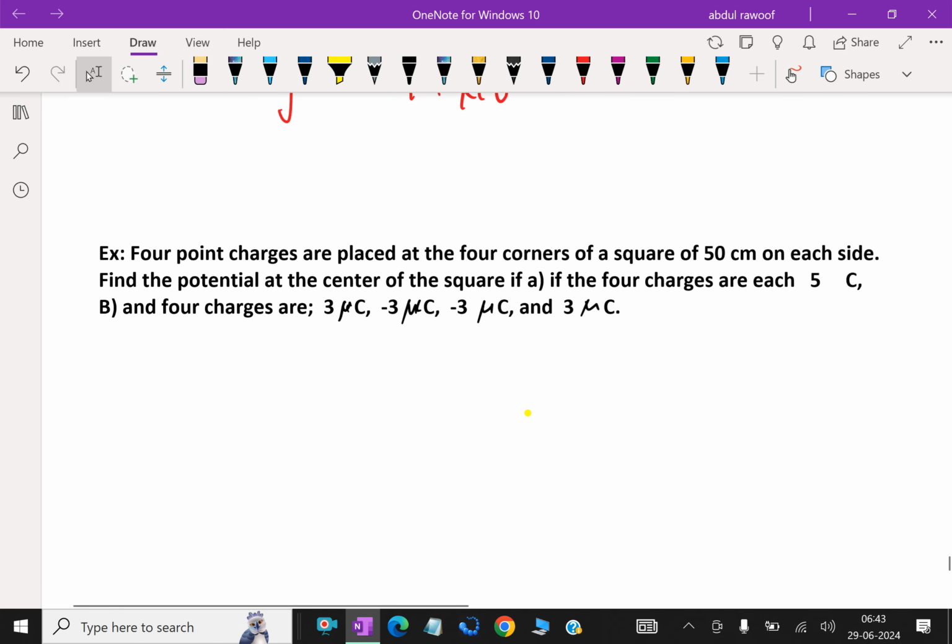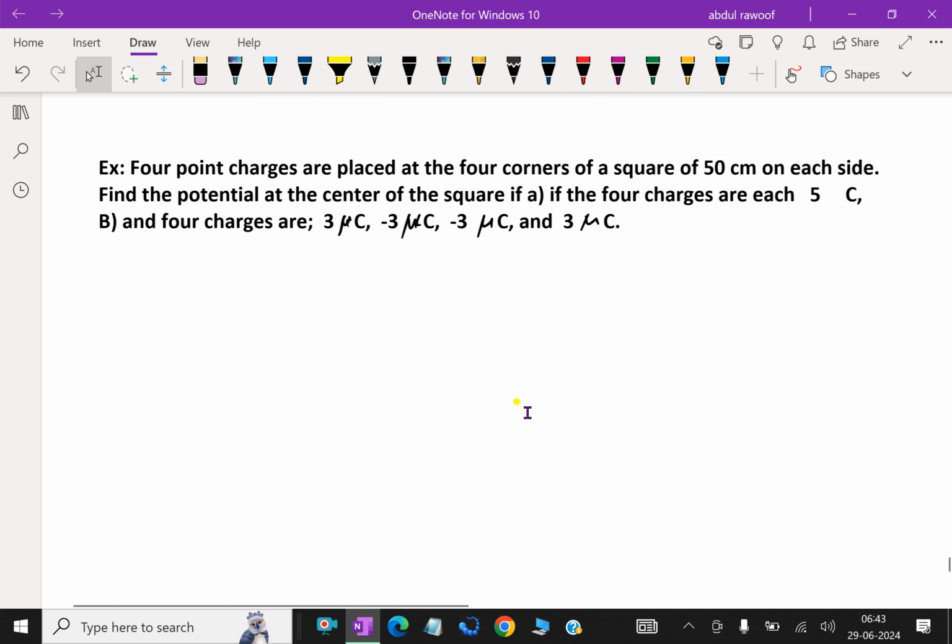Next question. Four point charges are placed at the four corners of a square, 50 centimeter on each side. Find the potential at the center of the square if the four charges are each 5 microcoulomb. First one, A, if the four charges are 5 microcoulomb. Here, look at the first one.